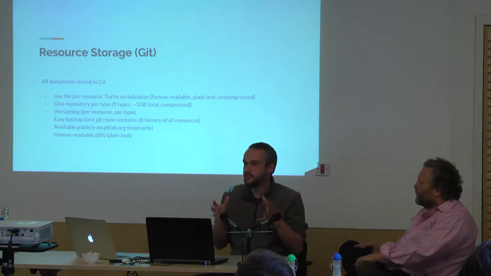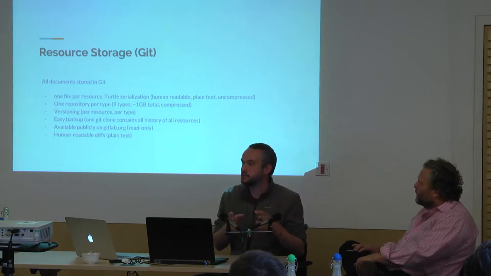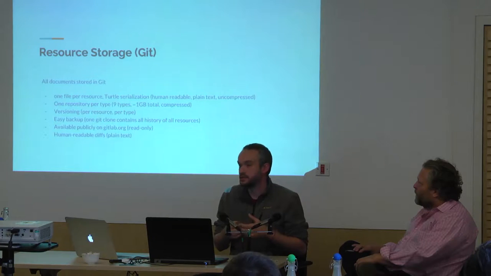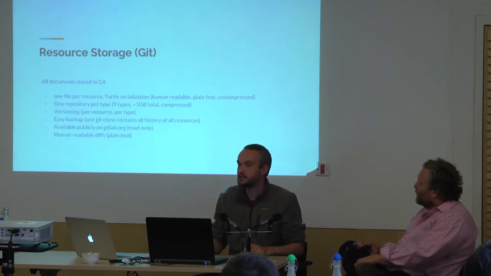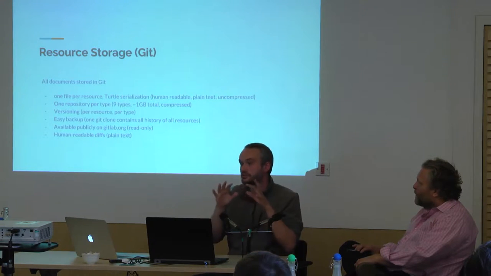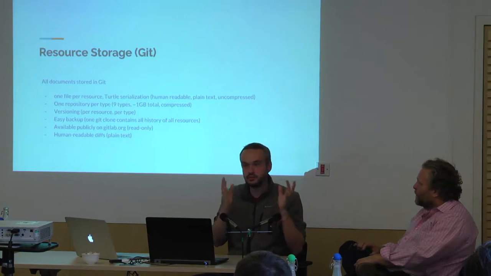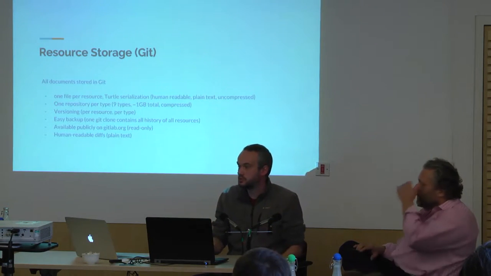Now, in terms of the data themselves, we have different documents, like one document per person, per work, per place, etc., which are in RDF, and we serialize them in Turtle format. It's a standard RDF way of representing a file. It's human readable, it's a plain text file, and it's uncompressed, and thanks to these properties, we can have these different files in Git repositories. This allows us to have versioning of all the different resources, and also versioning on the type level. For instance, we have a Git repository for the persons, so we have a version for the whole dataset of persons, which can be quite convenient.